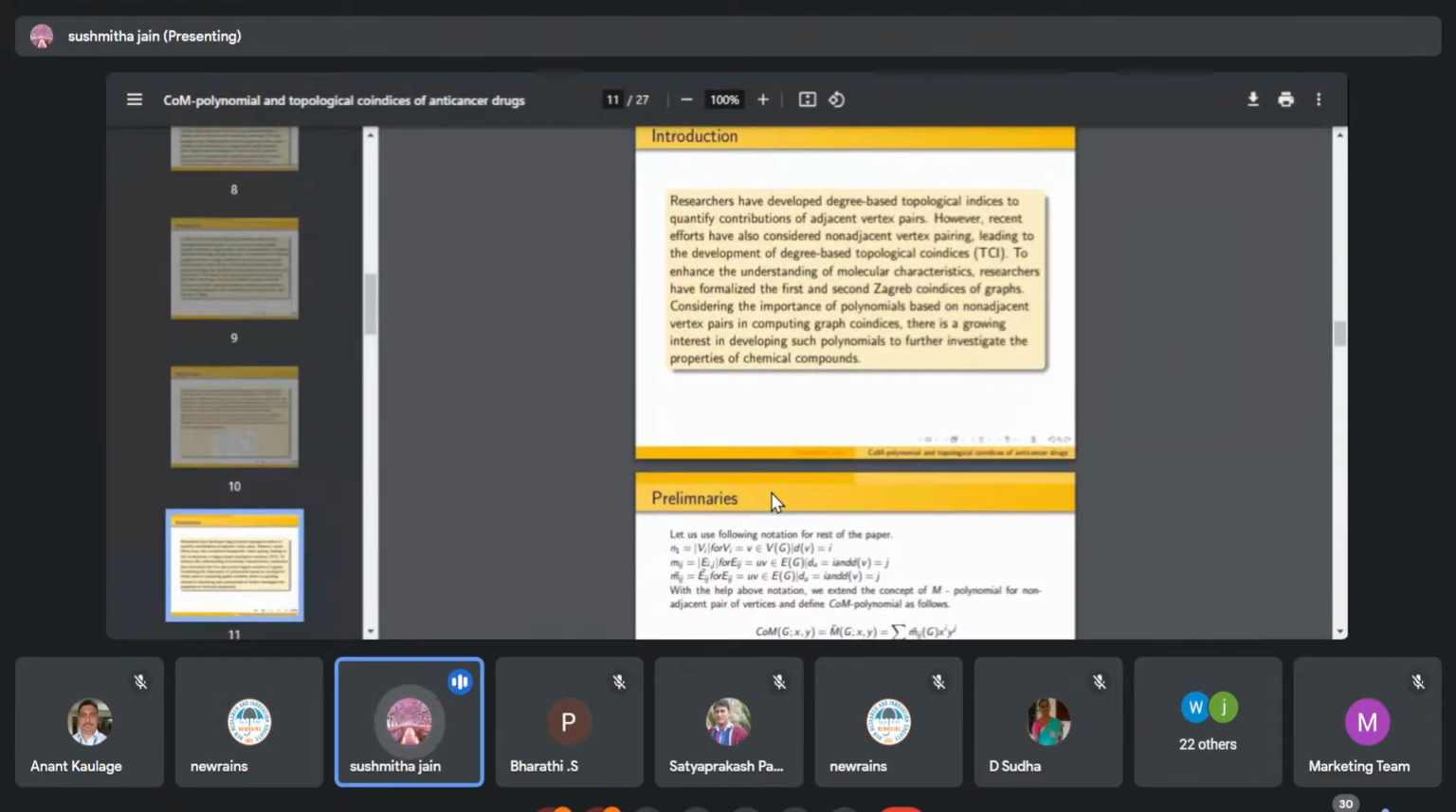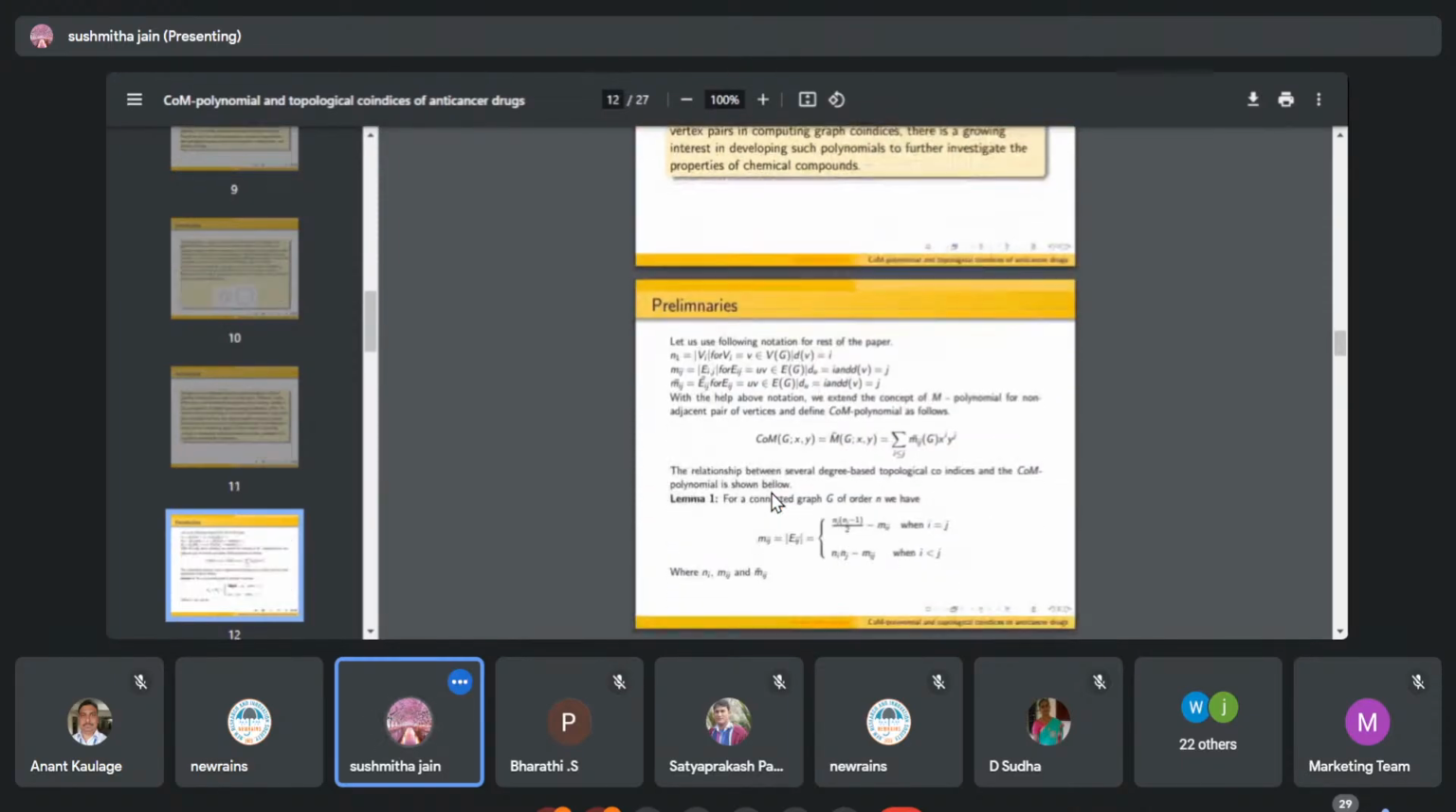Researchers have developed degree-based topological indices to quantify the contribution of adjacent vertex pairs. However, recent efforts have also considered non-adjacent vertex pairs, leading to the development of degree-based topological coindices. To enhance understanding of molecular characteristics, researchers have formalized the first and second Zagreb coindices of a graph. Considering the importance of polynomials based on non-adjacent vertex pairs in computing graph coindices, there is growing interest in developing such polynomials to further investigate the properties of chemical compounds.